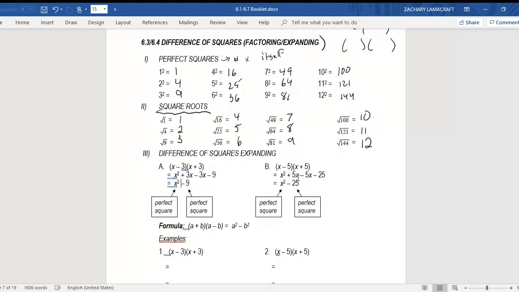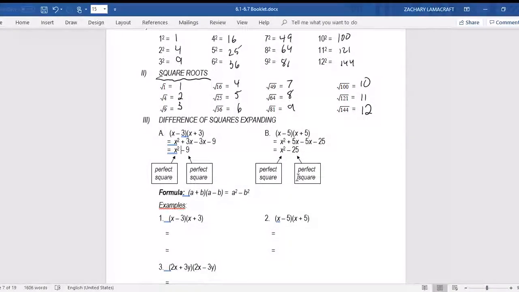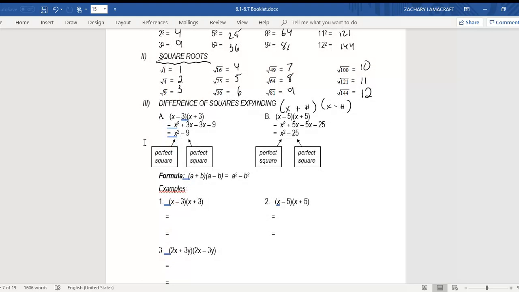So when we look at the difference of squares, you'll see that it's kind of like x plus a number, x minus a number. We're going to find a difference of squares when expanding. So bracket x minus 3, bracket x plus 3. Well, once we expand it, if we did our FOIL, so first times first would be x times x being x squared.